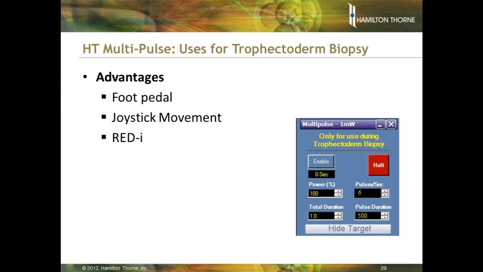Typically, one would aspirate the biopsy piece into the biopsy pipette, and then enable the laser with your mouse, and then apply the foot switch for a shot, and then reactivate the laser and repeat this step multiple times until you've dislodged or weakened enough bonds to actually dislodge the biopsy piece from the trophectoderm.